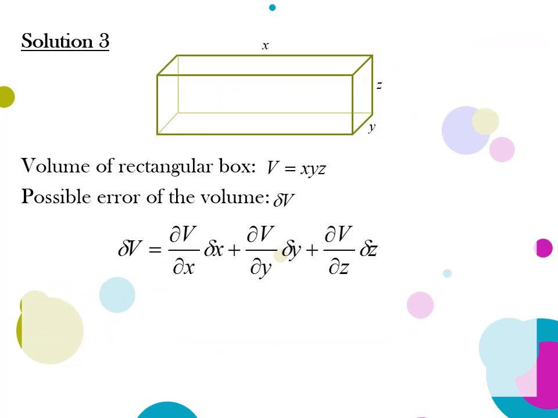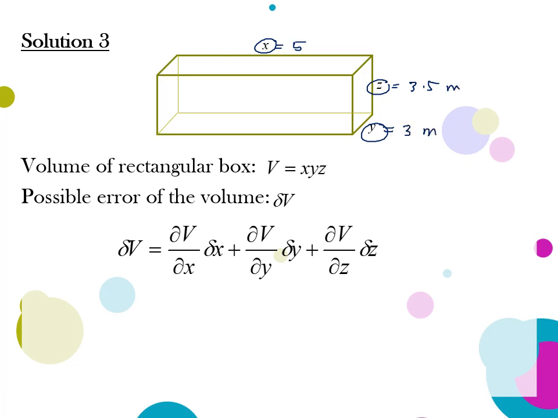Okay, now we will start to find the possible error of the volume. Right, so we start with formulating the formula for the volume, where we know the volume of a rectangular box is equivalent to the multiplication of x, y, and z here.